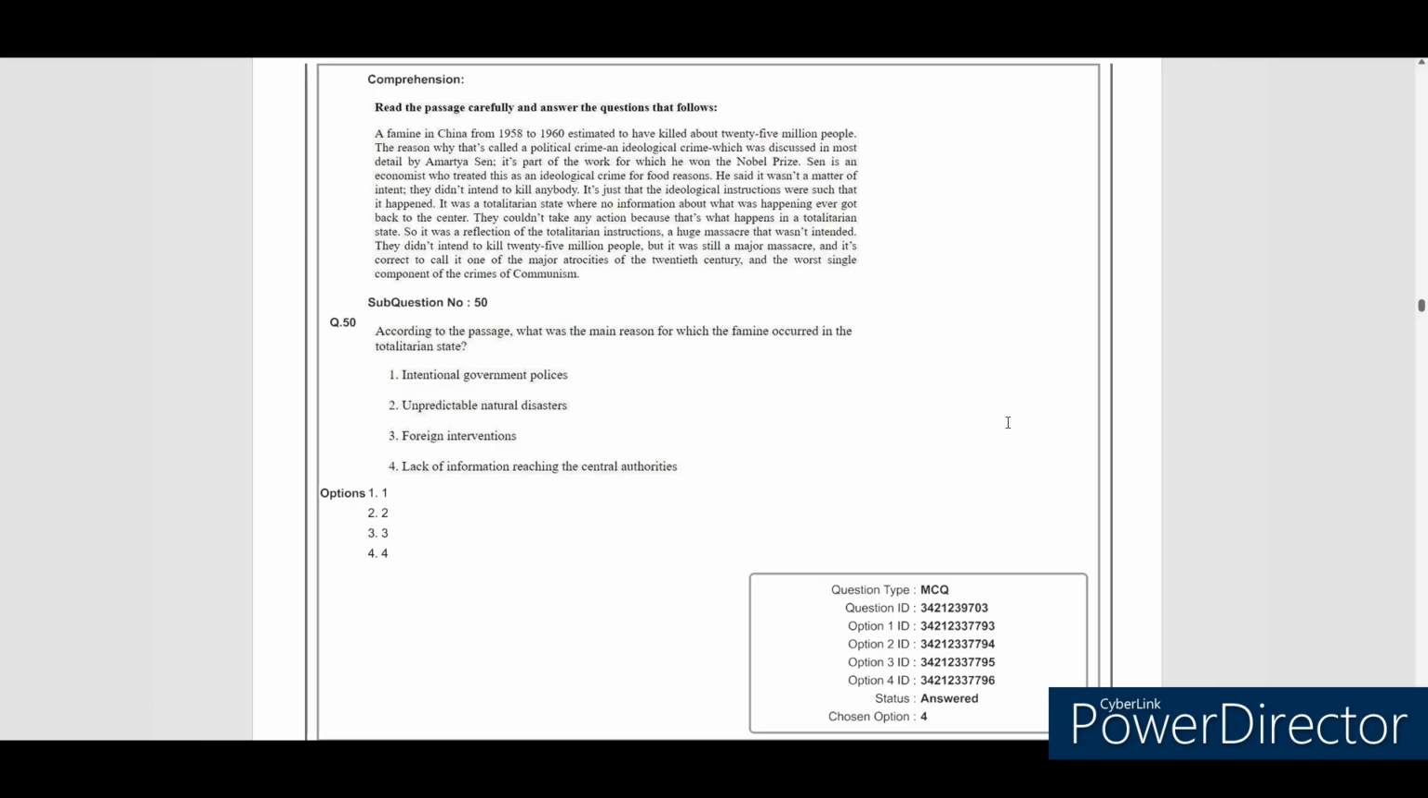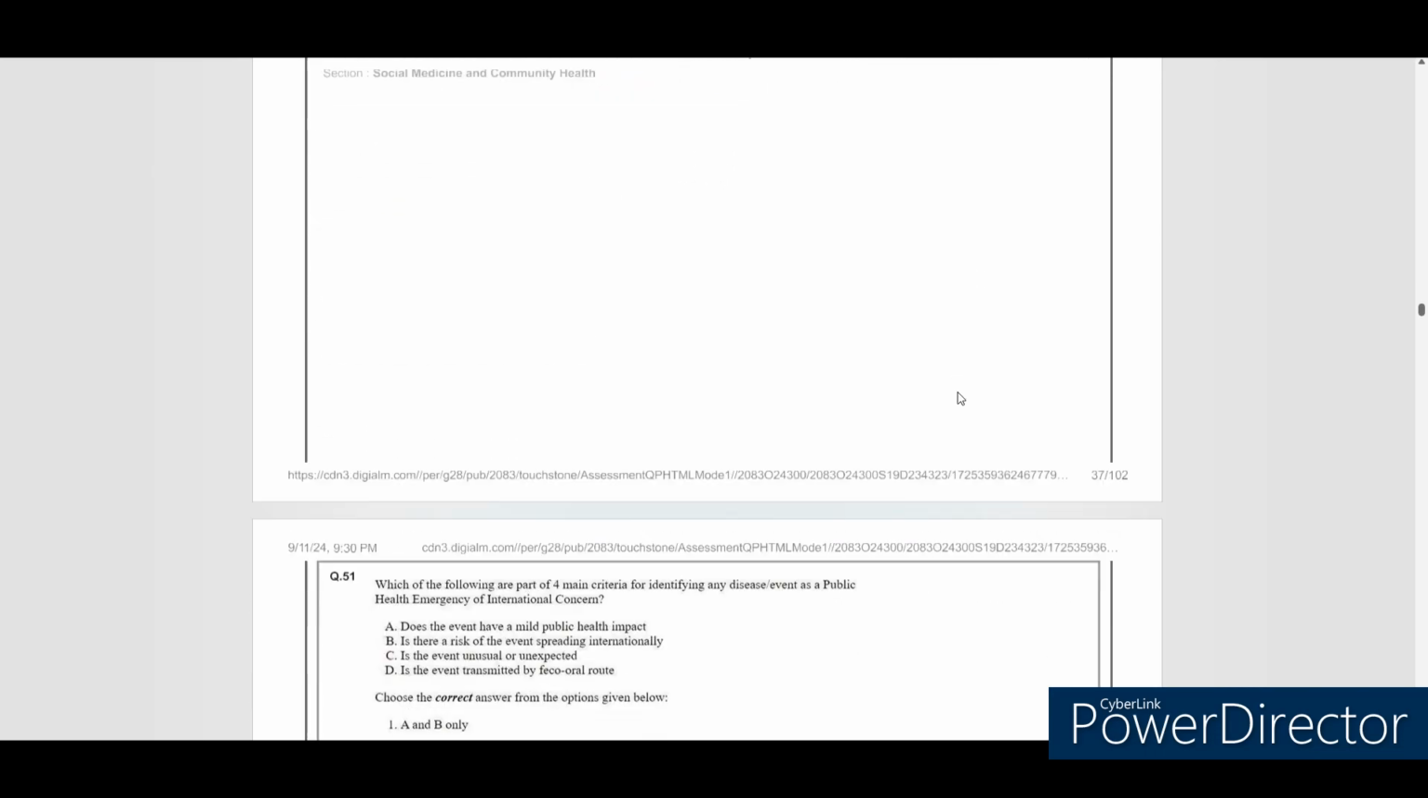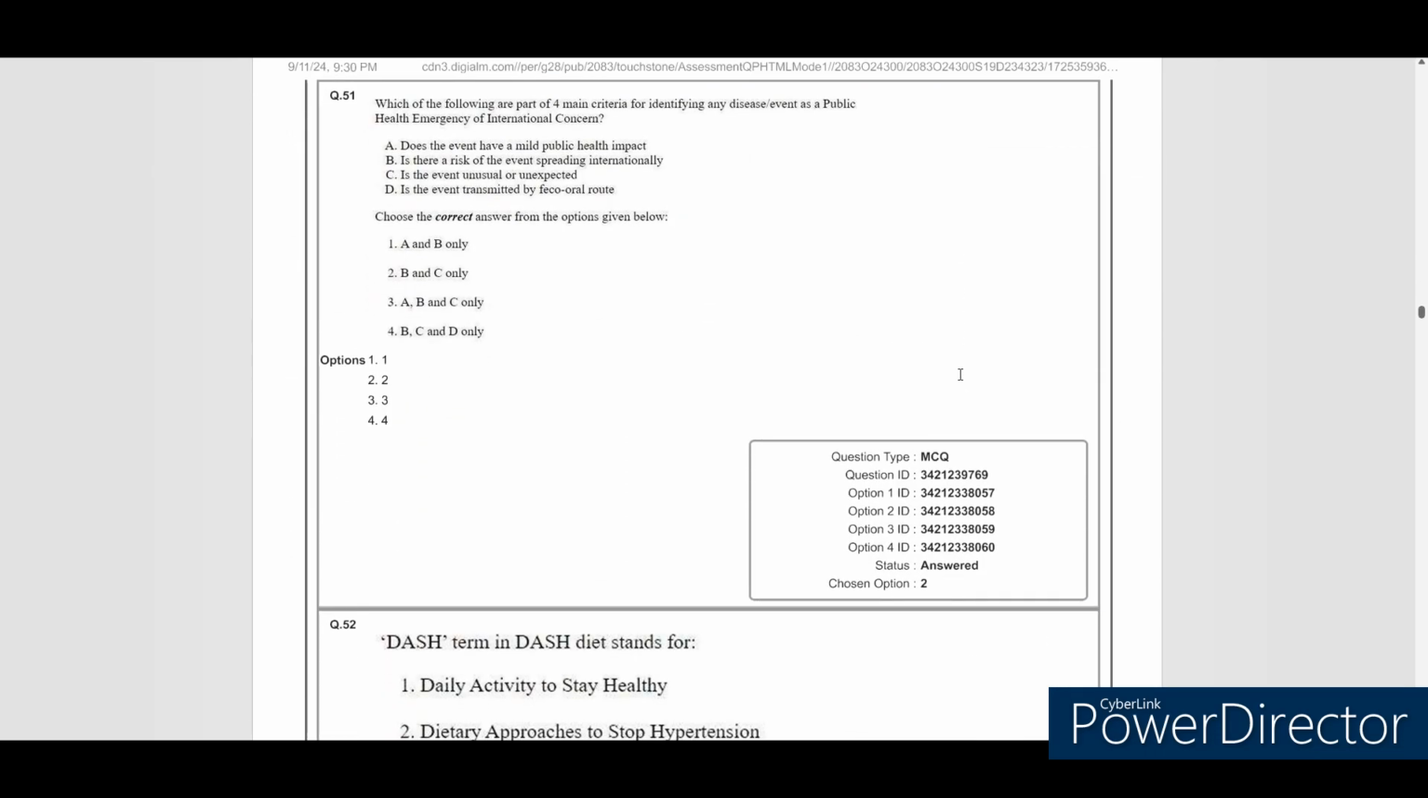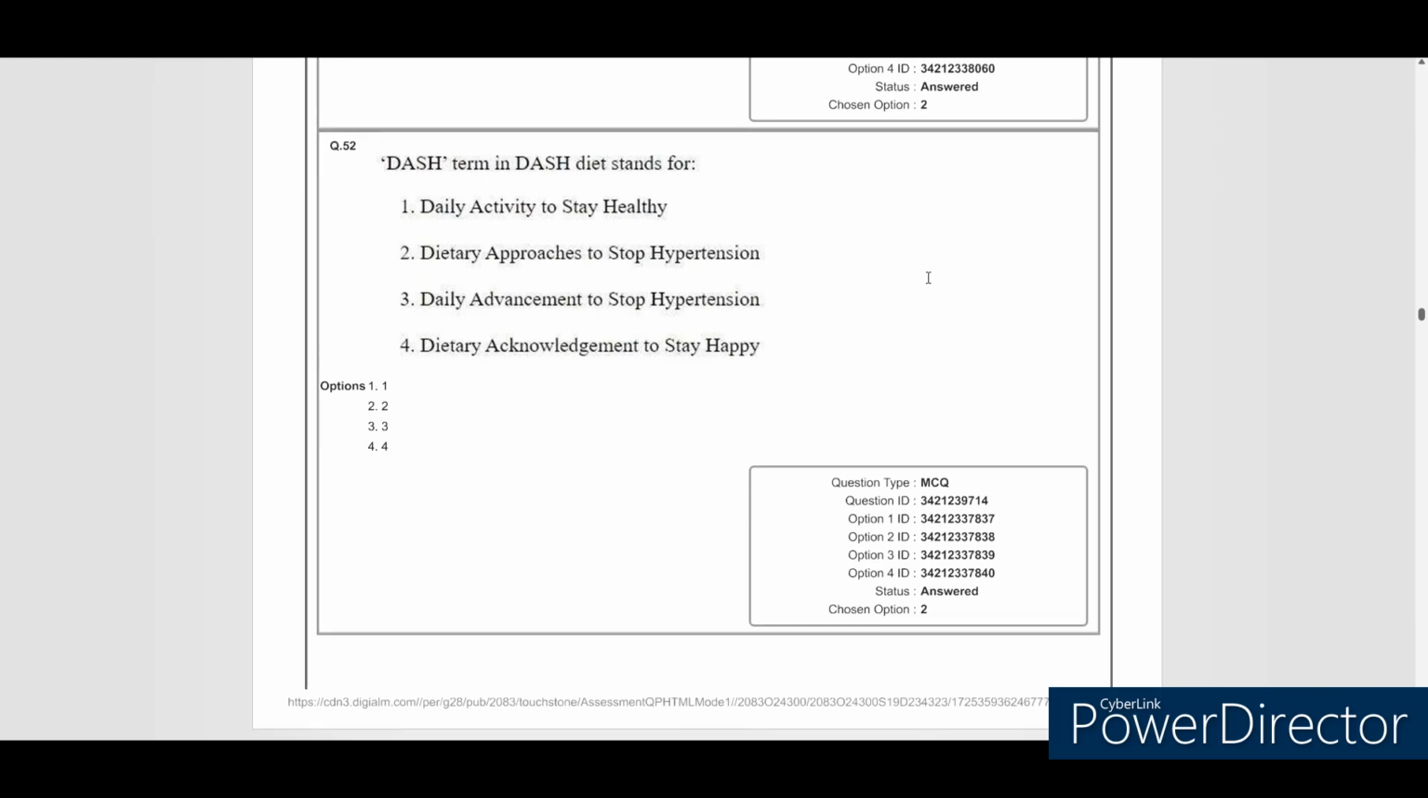So now let's go with paper 2. Let's start with question number 51, which is related to public health emergency. It is a direct question, and the correct options are: it has to spread internationally, and the event should be unusual or unexpected. So, a very easy question. Question number 52 is also a direct question. DASH is Dietary Approach to Stop Hypertension.